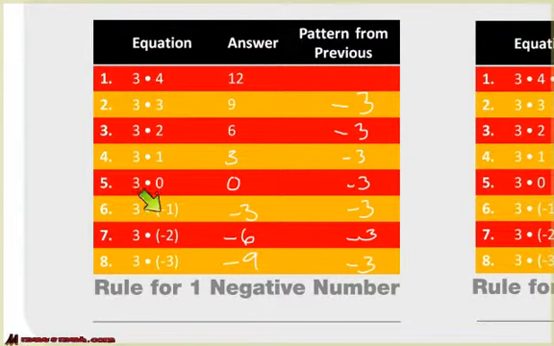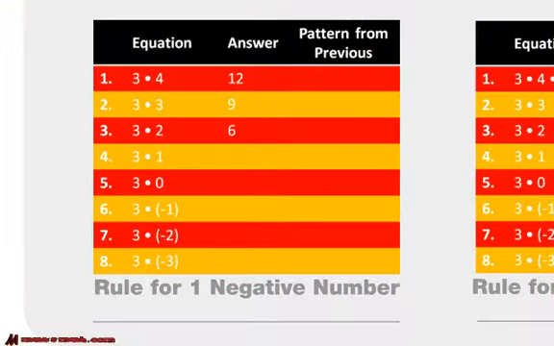All right, if there's one negative number, our answer is what? Positive or negative? It's negative. If we have one negative in the equation, our answer is going to be negative. Okay? Let's do this one.